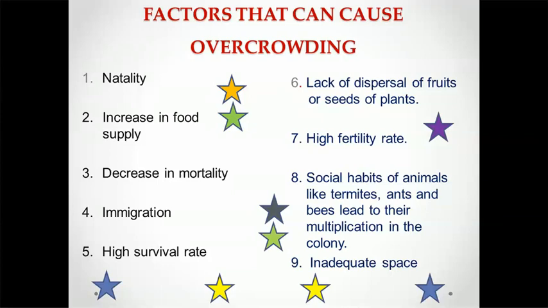Number 6 is lack of dispersal of fruits or seeds of plants. This is usually common in plants.